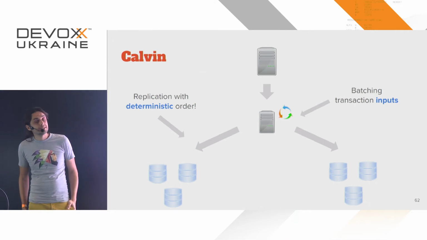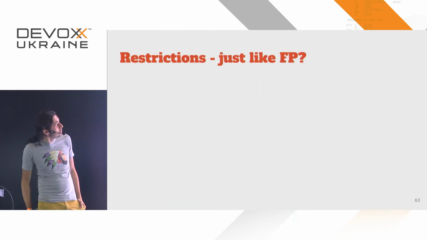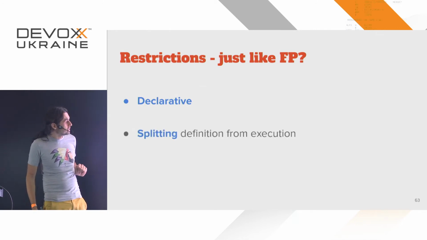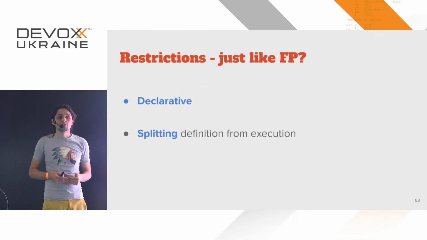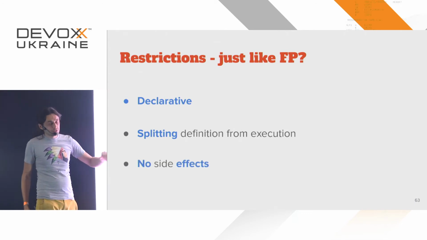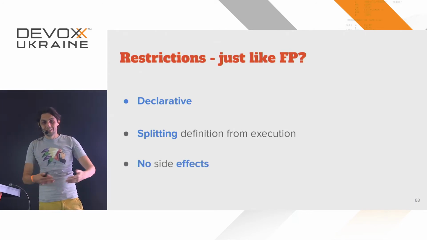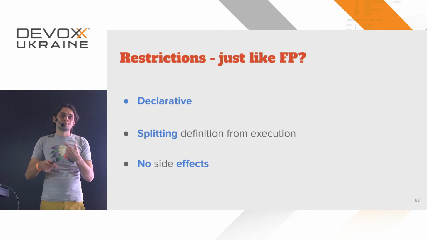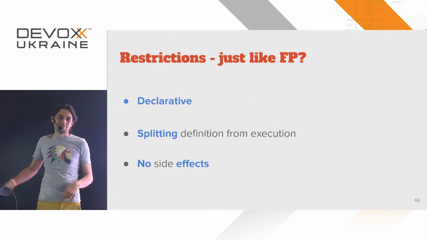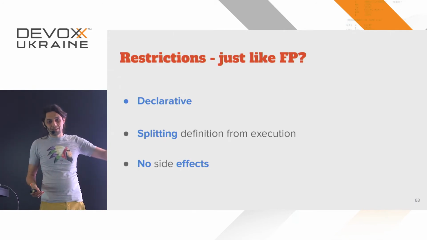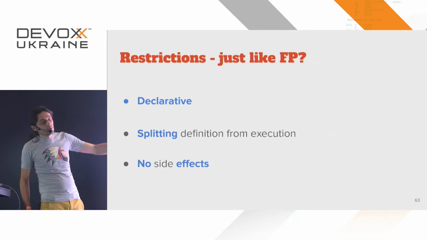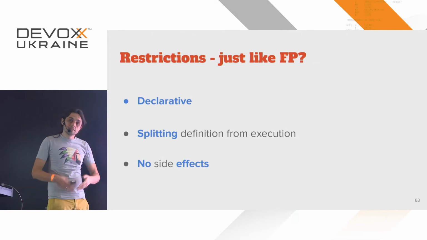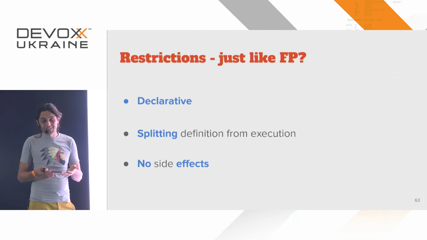This is kind of a nice idea, at least for me as a Scala developer, because it reminds me of functional programming, right? We have declarative transactions, we split the definition of the transaction from execution, and of course, no side effects, right? So in this situation, you begin a transaction, do some updates or writes, then invoke some REST service or whatever, and then do all the writes. There are no additional side effects. I think it's an interesting idea, and I hope it has a bright future.